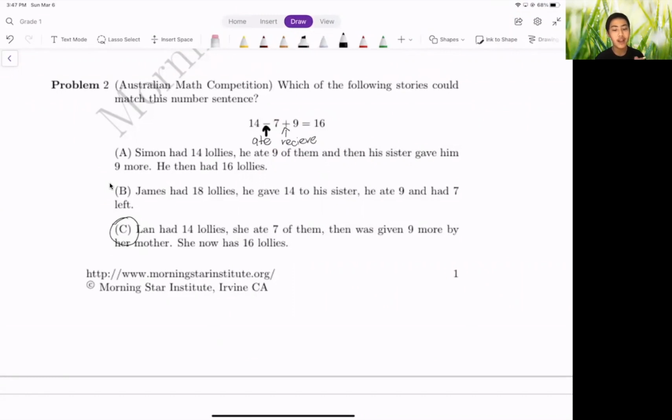the criteria. Lan had 14 lollies at the beginning, which is correct. She ate 7 of them, which is also correct since it's subtracting 7. Then was given 9 more by her mother, which is also correct since she received 9 from her mom. And she now has 16 lollies, which is the answer. So therefore, the answer is C.